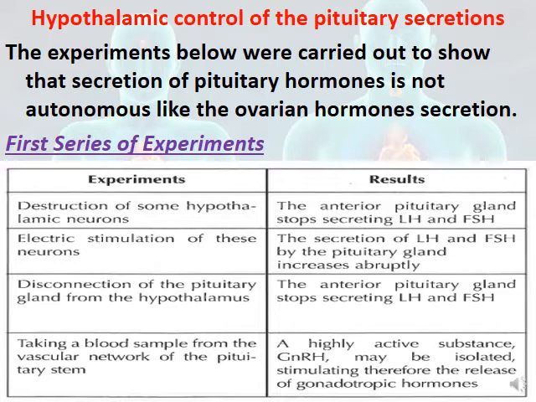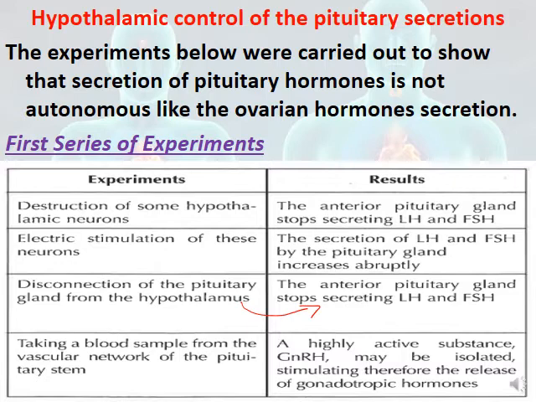Experiment 3. We disconnected the pituitary gland from the hypothalamus. What is the result? The result is that the anterior pituitary gland stops secreting LH and FSH. So what does this mean? This means that the control exerted by the hypothalamic neurons on the pituitary gland should pass through the pituitary stem, so they should be connected to each other. Otherwise, there is no effect. So they should be connected.